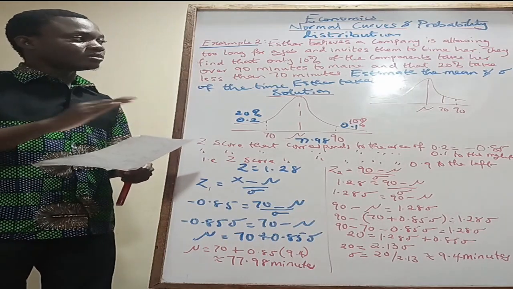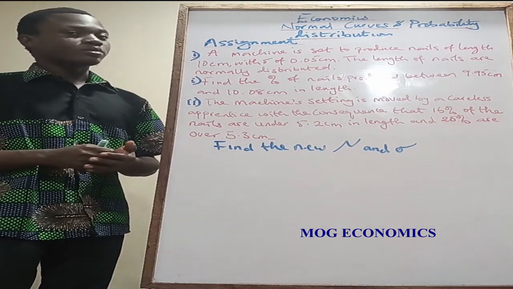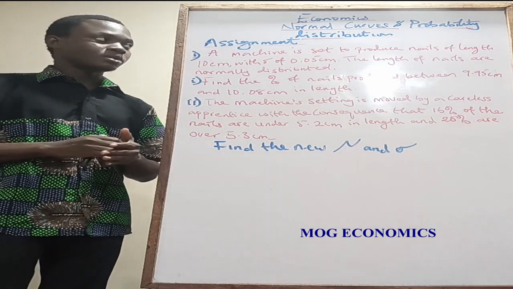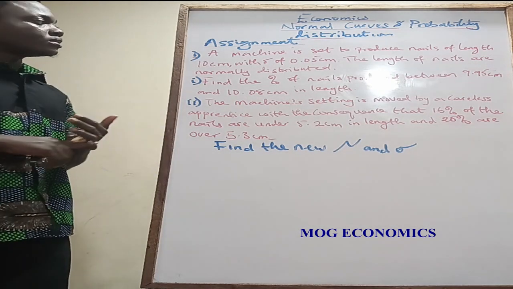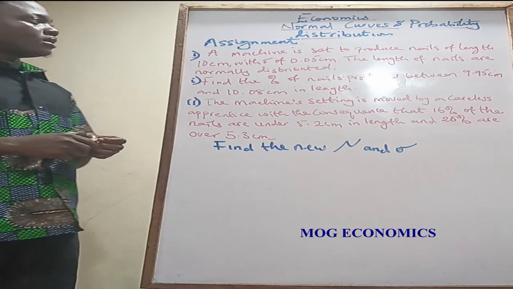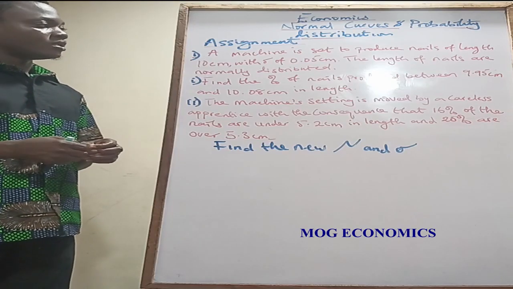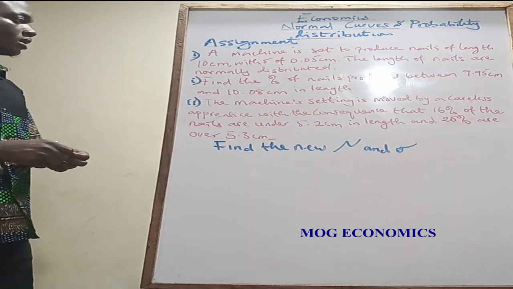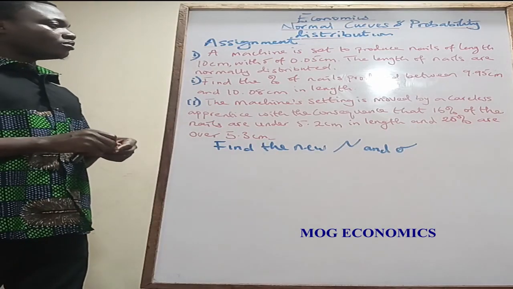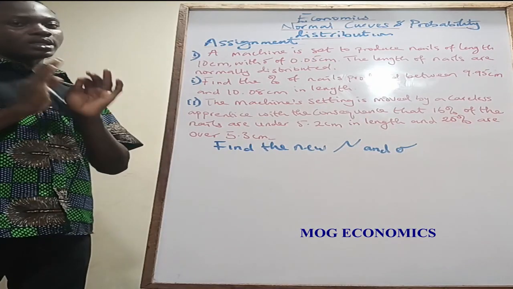So what we have to do next is an assignment. Our assignment: a machine is set to produce nails of length 10 centimeter with a standard deviation of 0.05 centimeter. Now the lengths of the nails are normally distributed. A, find the percentage of nails produced between 9.95 centimeter and 10.08 centimeter in length. Of course the mean in the equation is going to be 10 centimeter, and the standard deviation is 0.05 centimeter. That's the first thing to know.